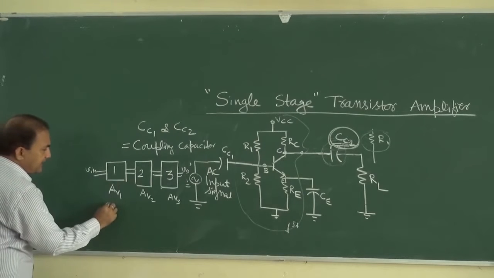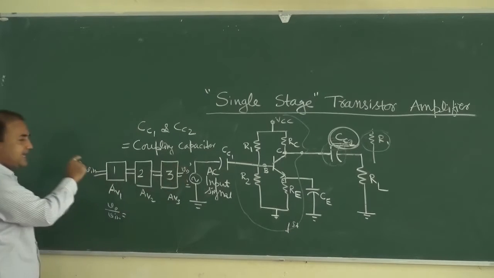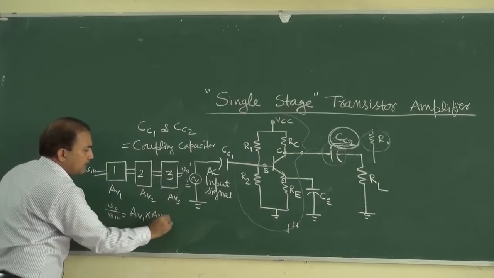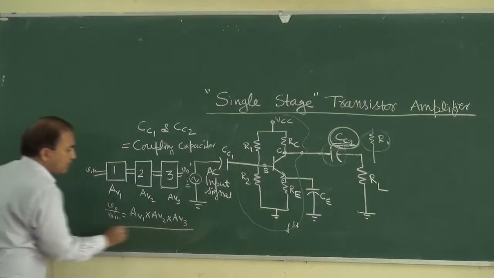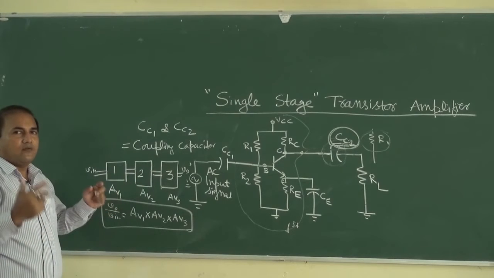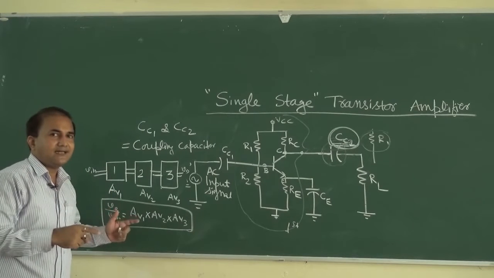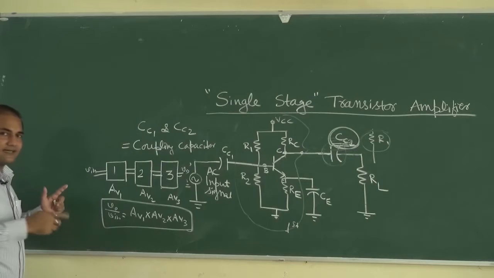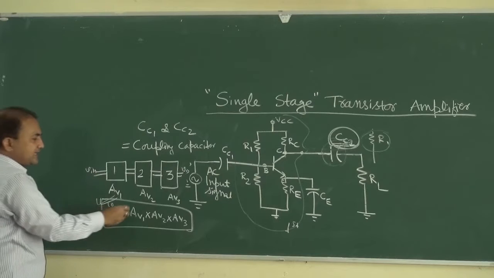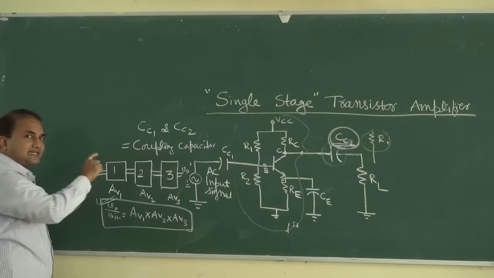So the overall voltage gain, Vout by Vin, that is AC Vout divided by AC Vin, will be the multiplication of all the individual voltage gains of the single stage amplifiers. That is why we are using multi-stage amplifiers in order to increase the voltage gain, that is Vout divided by Vin. So it is equal to the multiplication of the individual voltage gain of each single stage amplifier.